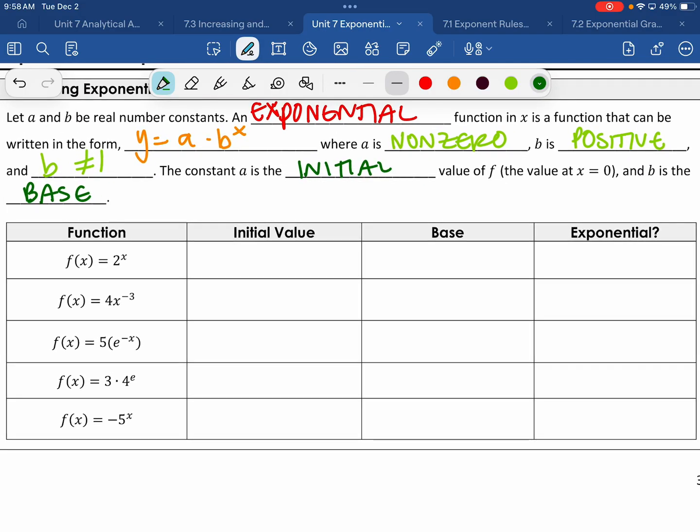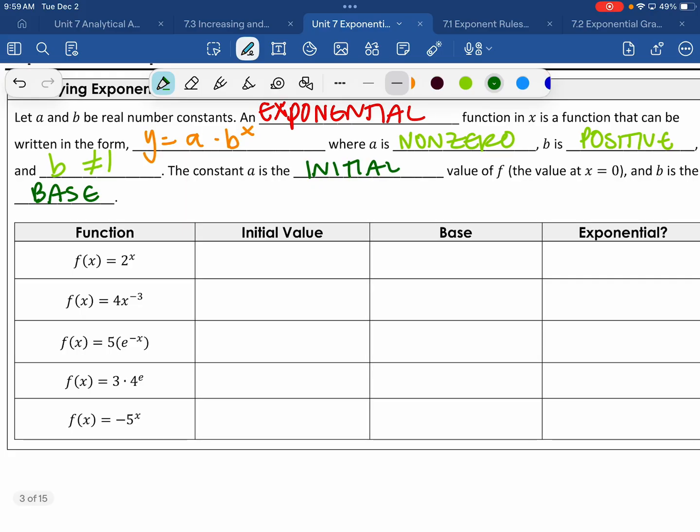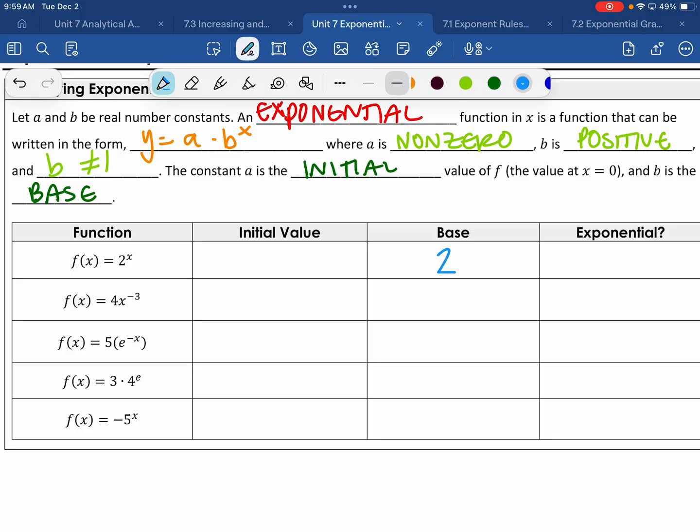Down here, we're going to identify the initial value, the base, and whether or not my function is an exponential. The base is the guy that has the exponent. So whatever's getting raised to something, that's a base. On this first example, what would the base be? 2, because 2 is getting raised to x. The initial value is the guy in front of the base. So what is the understood number in front of 2? 1. And is this 2 to the x an exponential? Yes, because x is in the exponent.